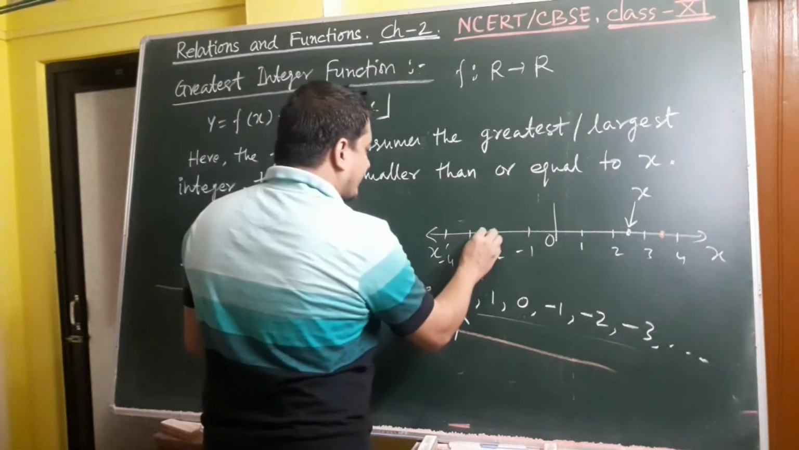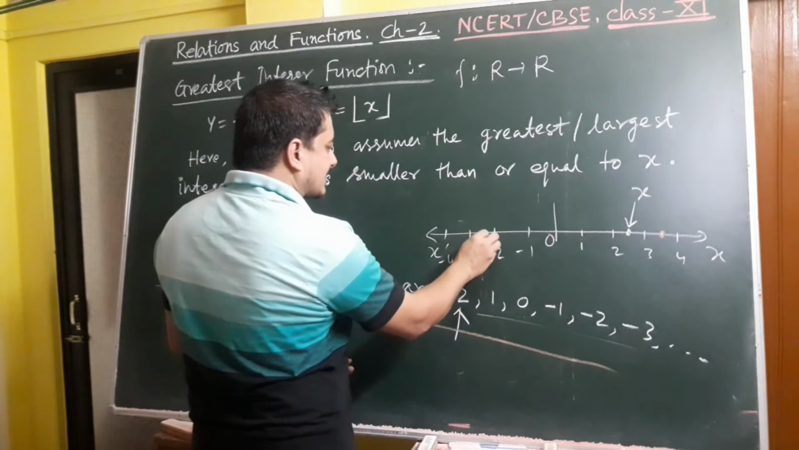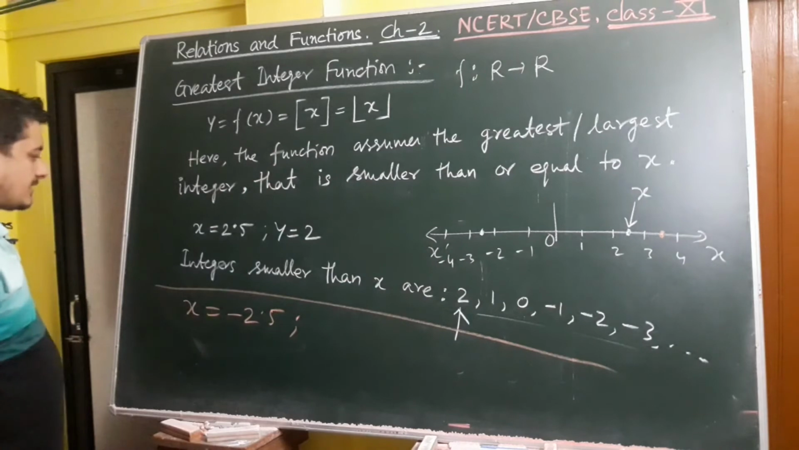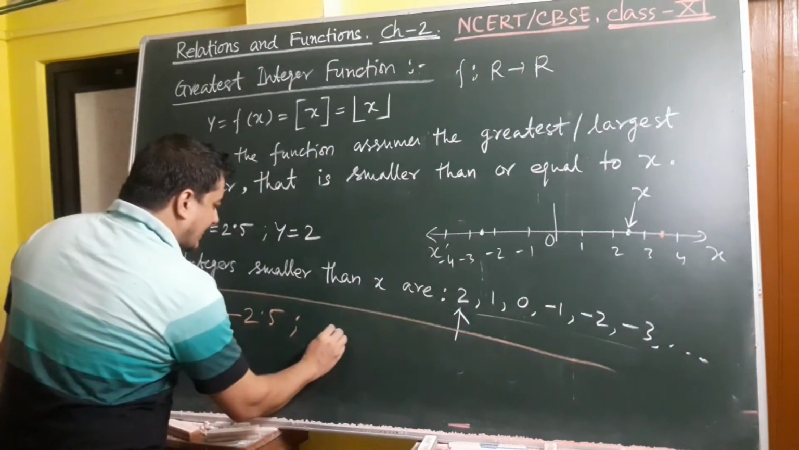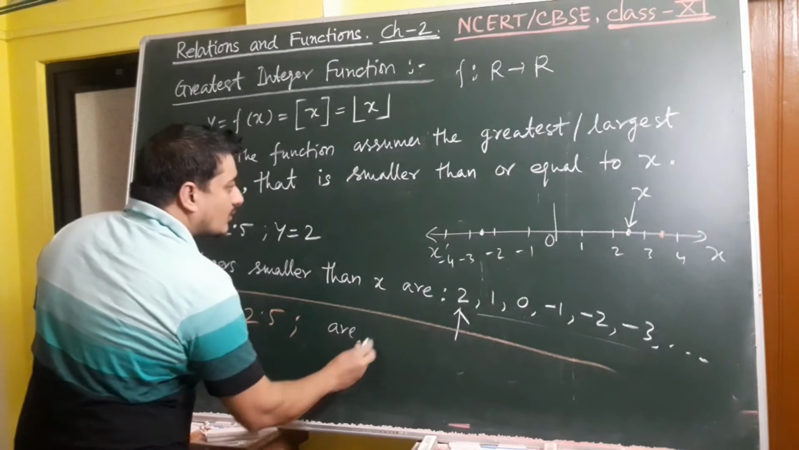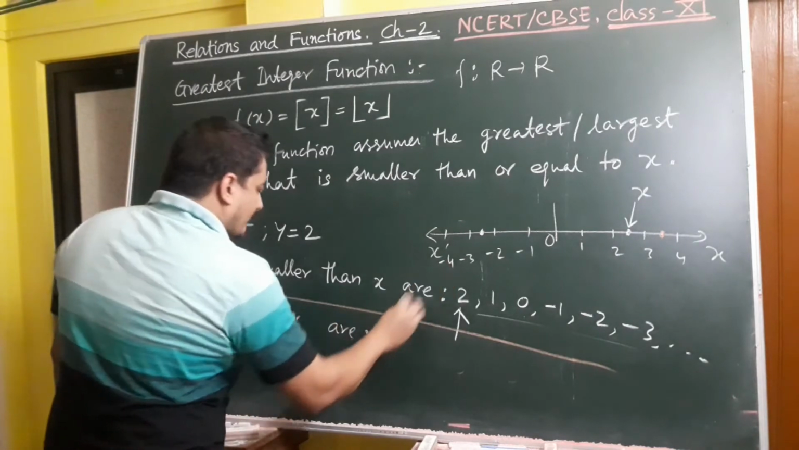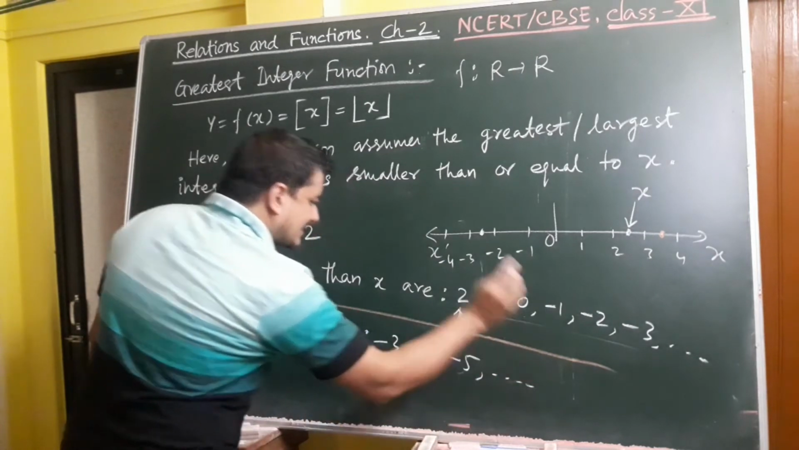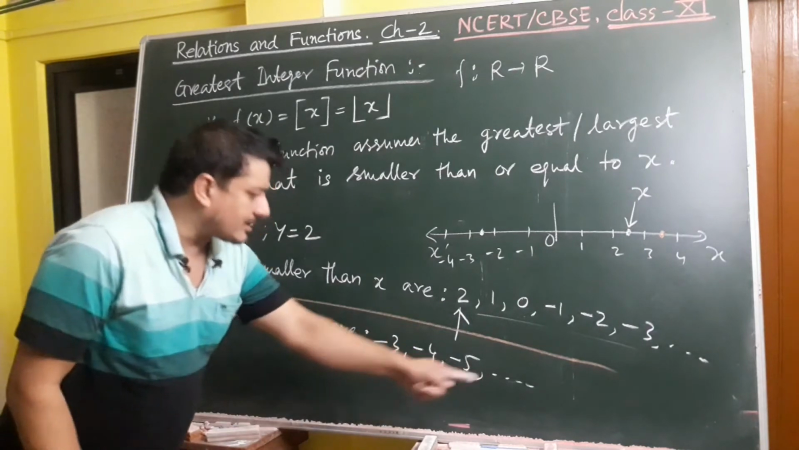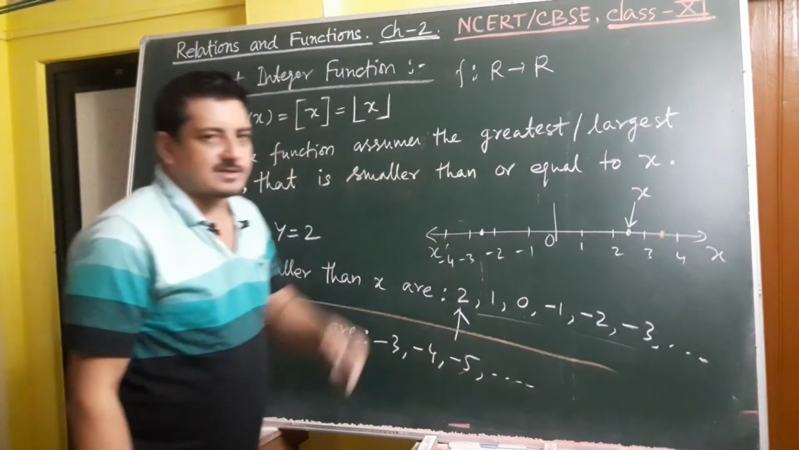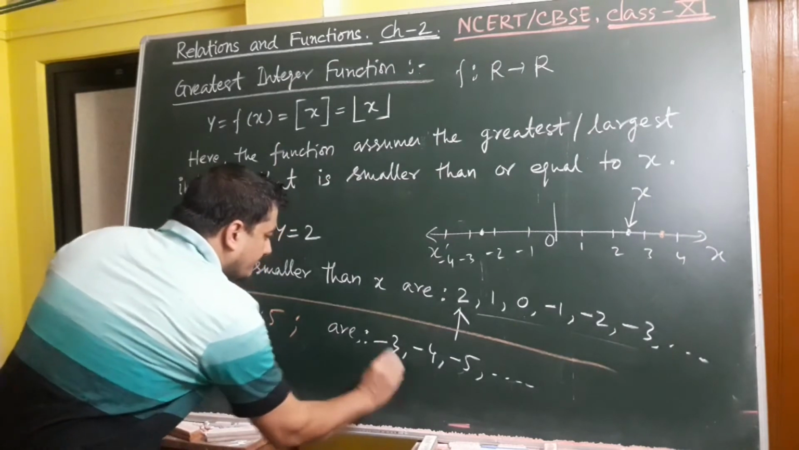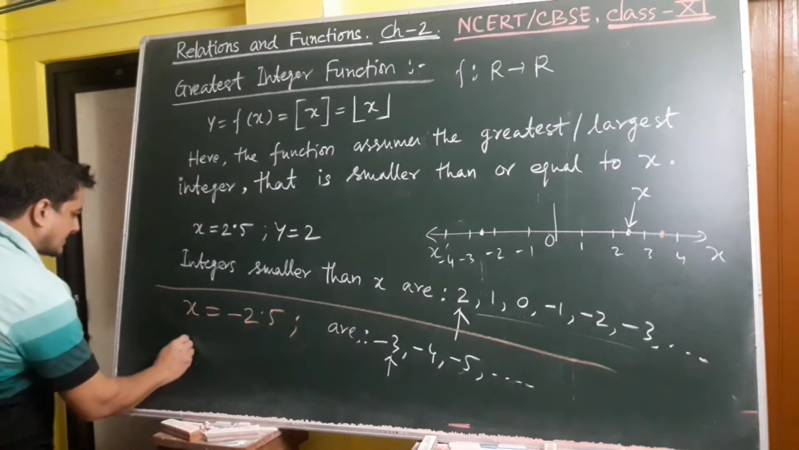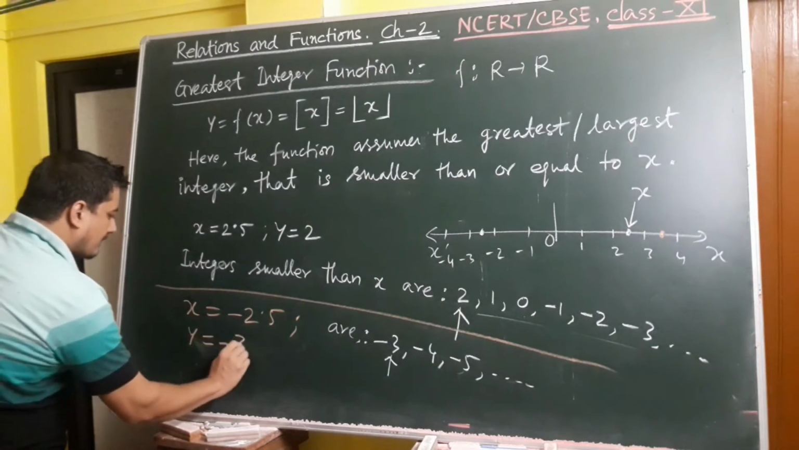So minus 2.5 is somewhere here between minus 2 and minus 3. The integers smaller than minus 2.5 are minus 3, minus 4, minus 5, minus 6, and it goes on like this. Among all these numbers, which one is the largest or greatest? This one, minus 3. So if x is equal to minus 2.5, y is equal to minus 3.